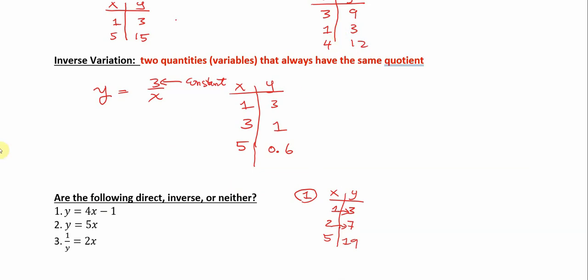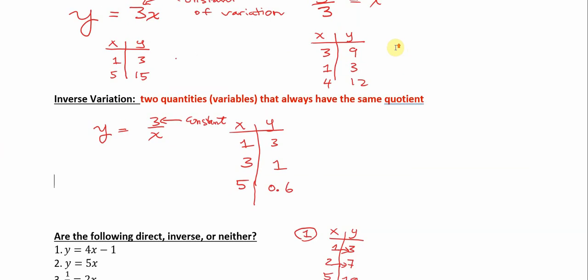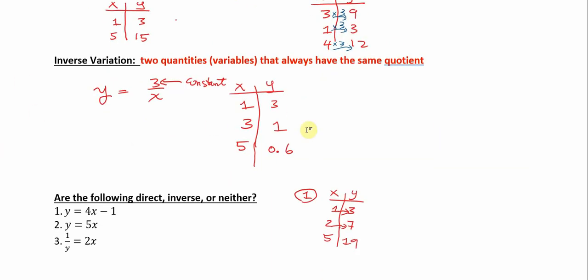So if you look back up over here, if I wanted to go from 3 to 9, I'm always multiplying by 3, right? Times 3. If I want to go from 1 to 3, I'm multiplying by 3. If I go from 4 to 12, I'm multiplying by 3 again. But down here, if I wanted to go from 1 to 3, I'd multiply by 3. Going from 2 to 7, I'm multiplying by 3.5. And going from 5 to 19, this is 3.8. Okay? So because I'm not using the same number every time, the first example here is neither.